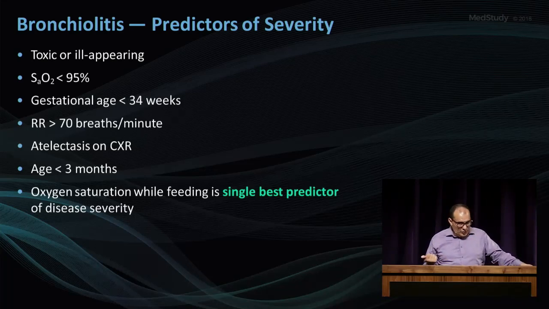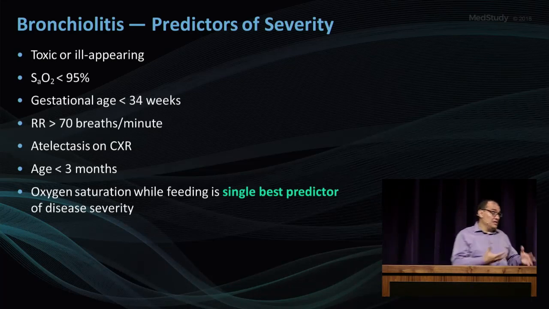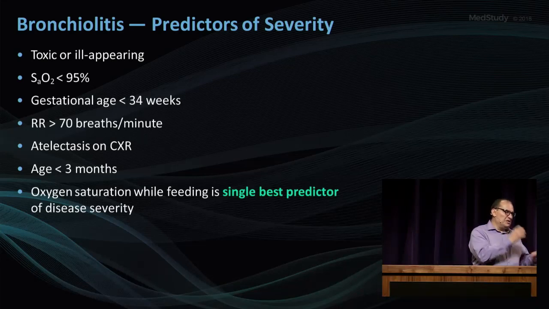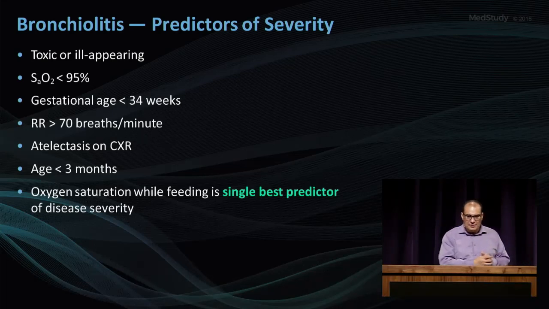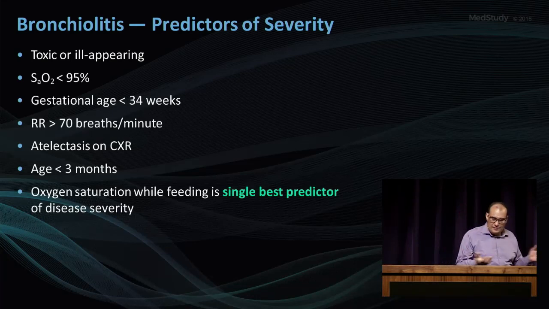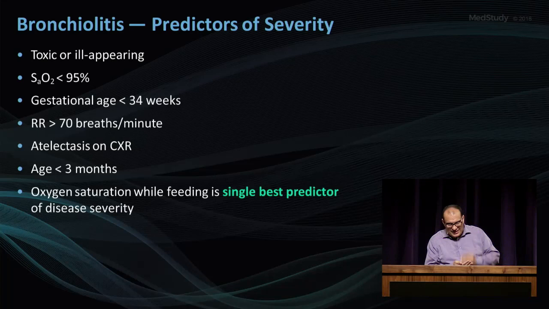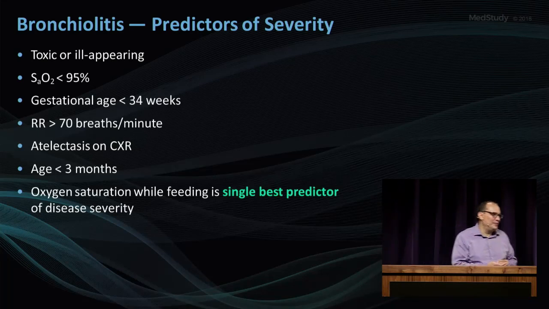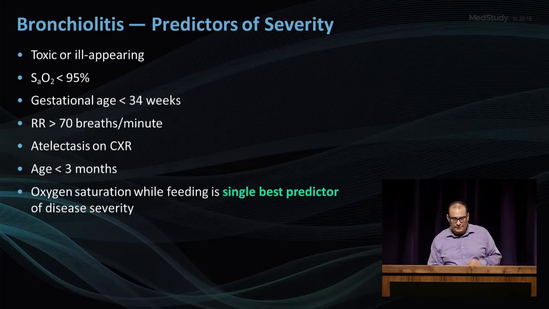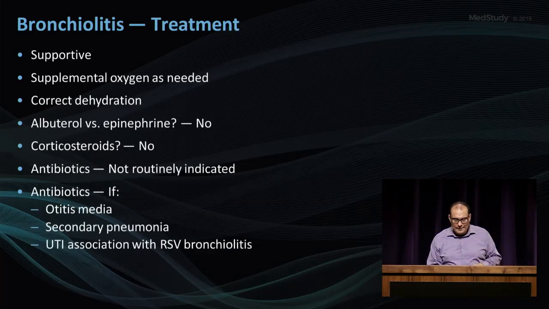Gestation below the age of 34 weeks. That goes with prematurity and low birth weight as risk for asthma. Kid breathing more than 70. If there is atelectasis, meaning this is really big, and there's a lot of inflammation that causes a mucus plug, you produce a collapse. Less than the age of 3 months, that could be understandable, but the single best predictor is oxygen saturation. Remember that. If you remember it, you get a question right. You'll get a lot of questions right.